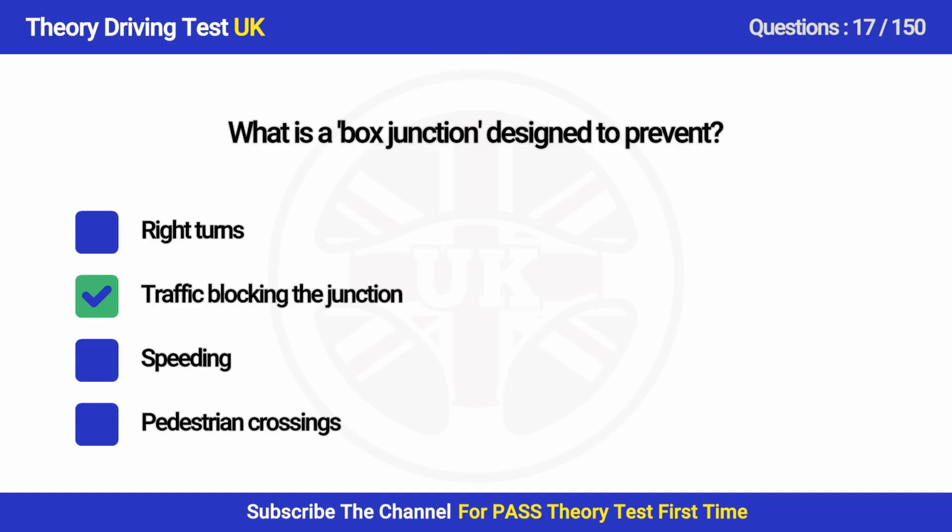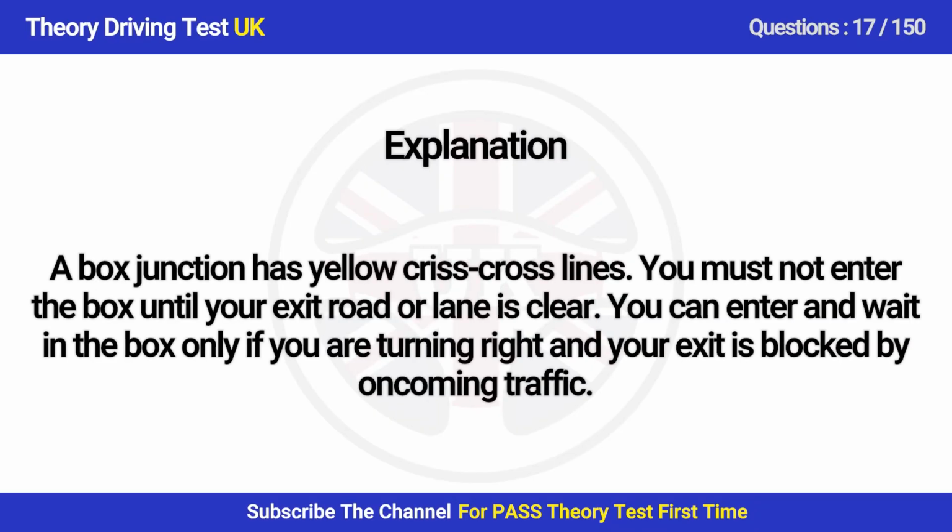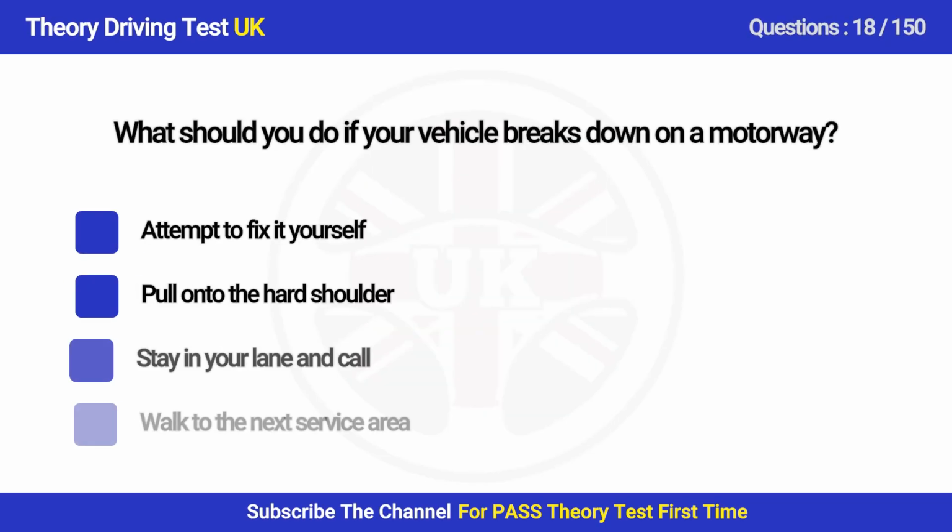Answer is B. Traffic blocking the junction. A box junction has yellow lines. You must not enter the box until your exit road or lane is clear. You can enter and wait in the box only if you are turning right and your exit is blocked by oncoming traffic.